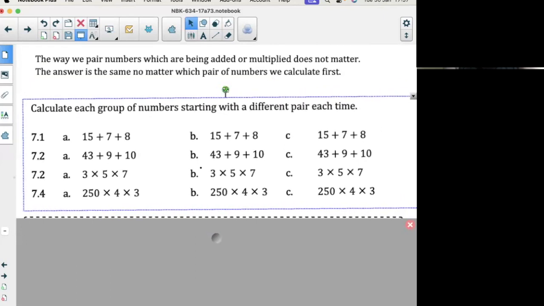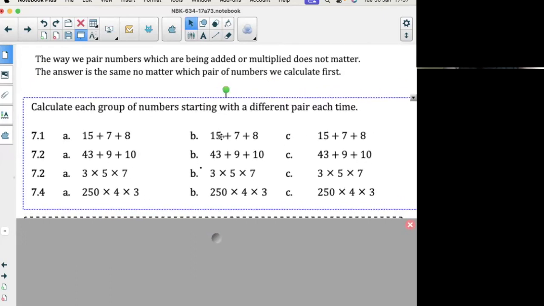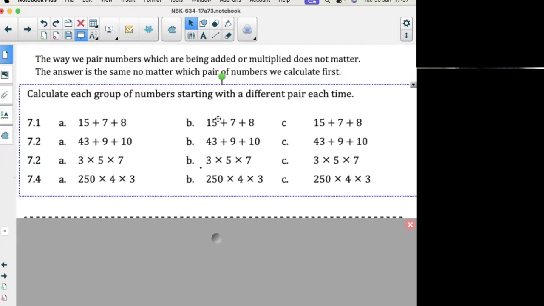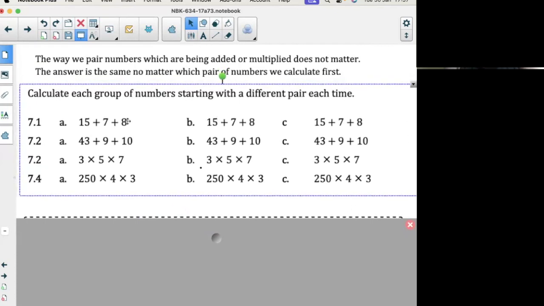Here again is a list of numbers. We're not going to go through all of them, but if we look at the numbers that they've given us, we've got the same sum three times over. So for the first one, we've got 15 plus 7 plus 8. Let's do the first one together. If I say 15 plus 7, that gives me 22, and 22 plus 8 gives me 30.